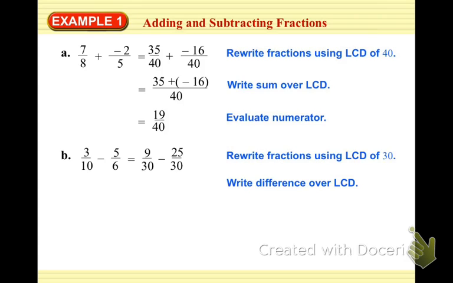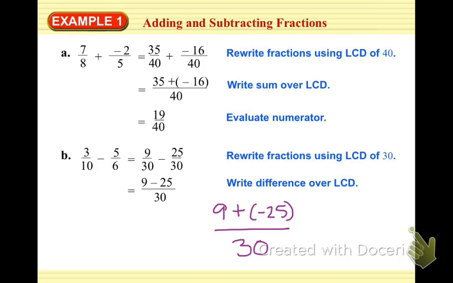Now write the sum over the LCD. In this case it's a difference, but we know that subtraction is really adding the opposite of the next number, so we could rewrite this to show it as 9 plus the negative 25, all over 30.